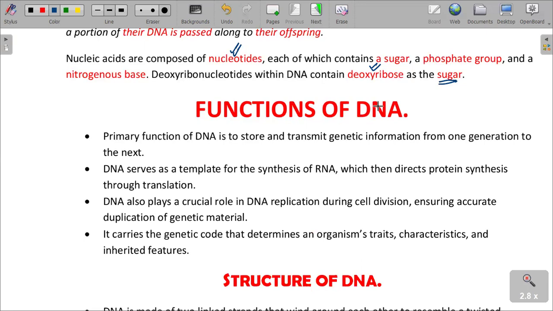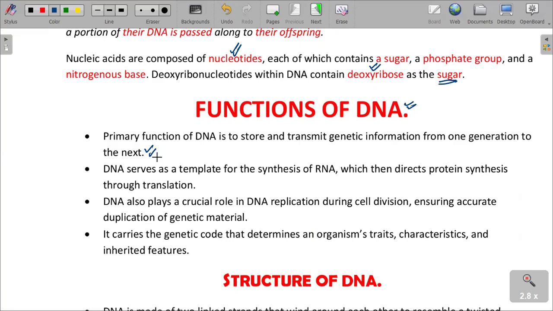And then the functions of DNA. The primary function of DNA is to store and transmit genetic information from one generation to the next. Some of you have wondered how it is possible that parents give birth to children who look alike to them, or children born from the same biological parents look alike, or more or less, if they are identical twins, they are exactly the same.